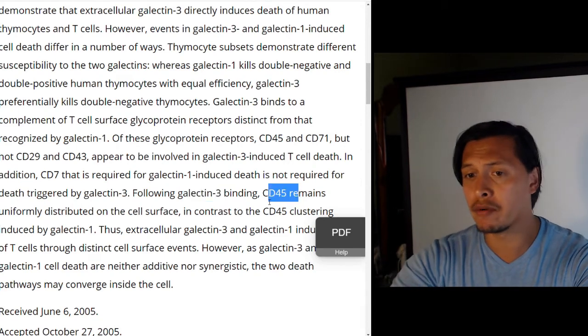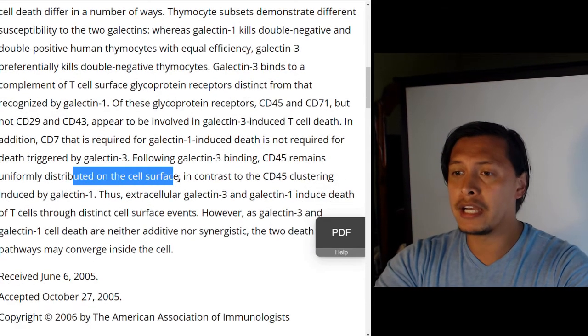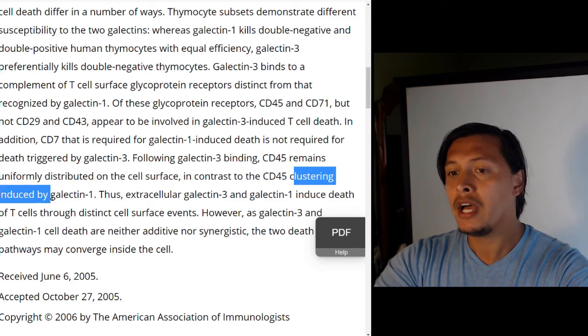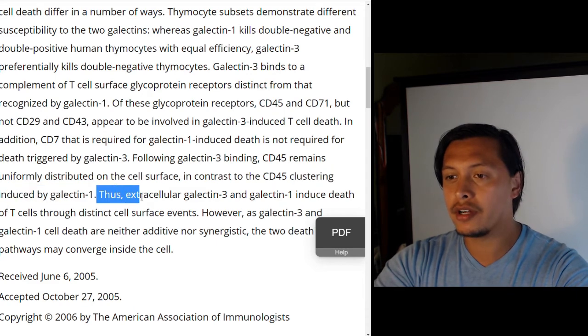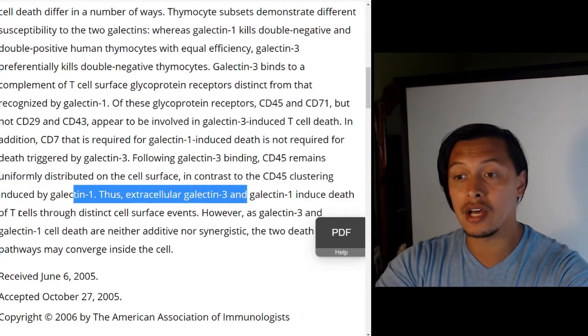Anyway, CD45 remains uniformly distributed on the cell surface, in contrast to the CD45 clustering induced by galectin-1. Thus, extracellular galectin-3 and galectin-1 induce cell death of T cells through distinct cell surface events.